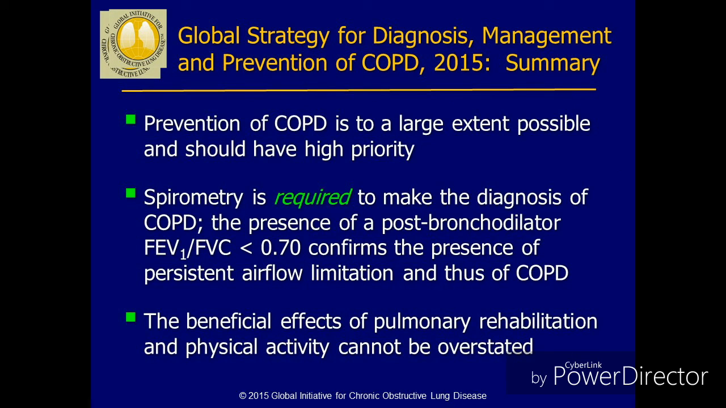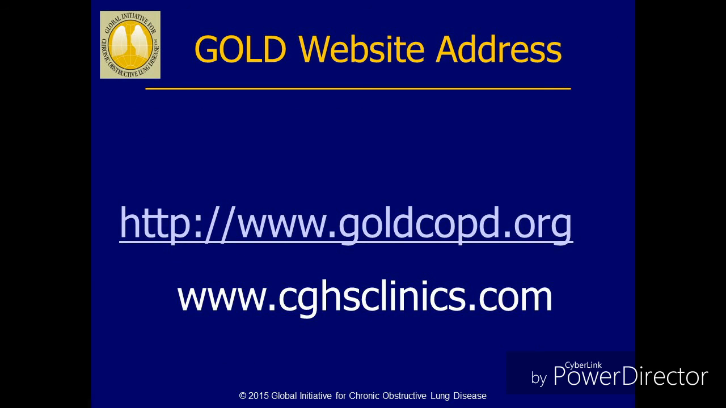Just a small recap. Prevention of COPD is most important and should be given high priority. Spirometry is the most important test to diagnose COPD, and not to forget pulmonary rehabilitation along with therapeutic drugs.